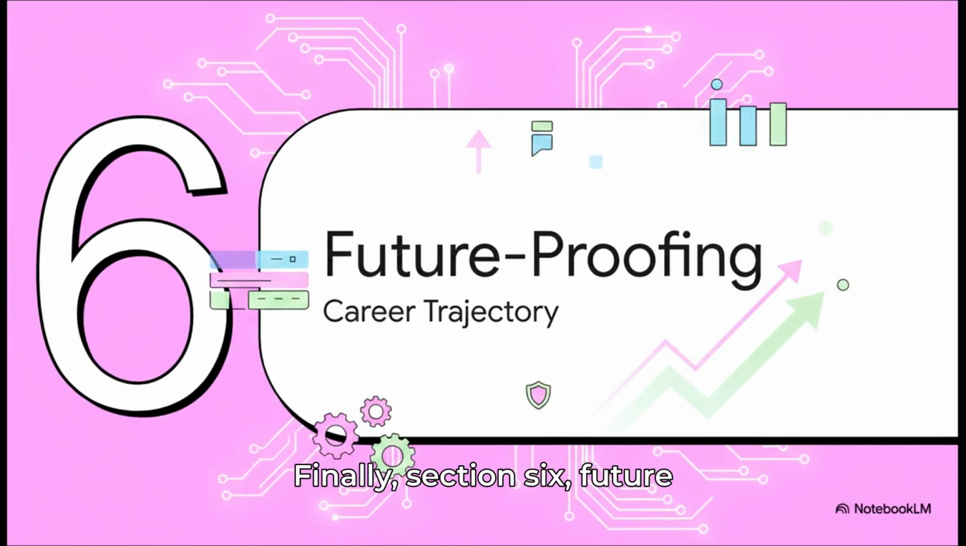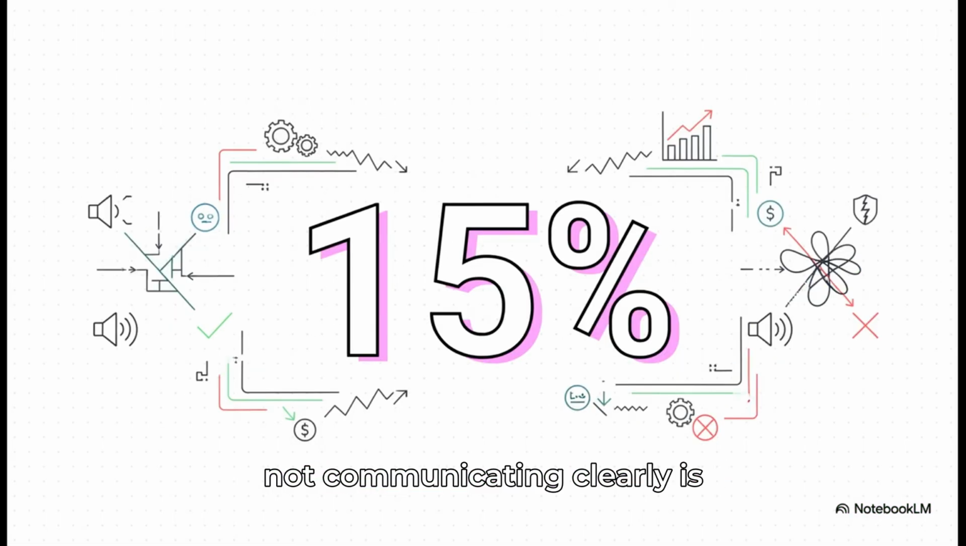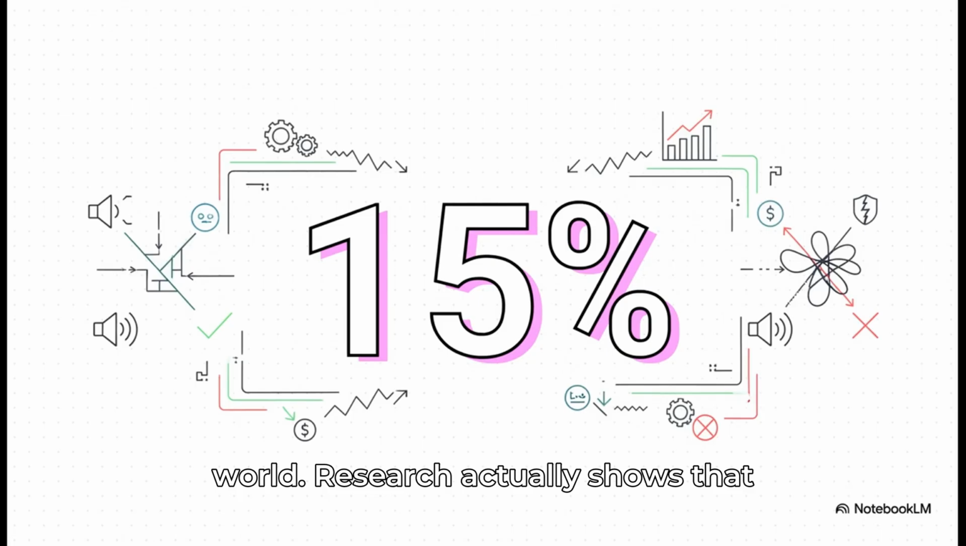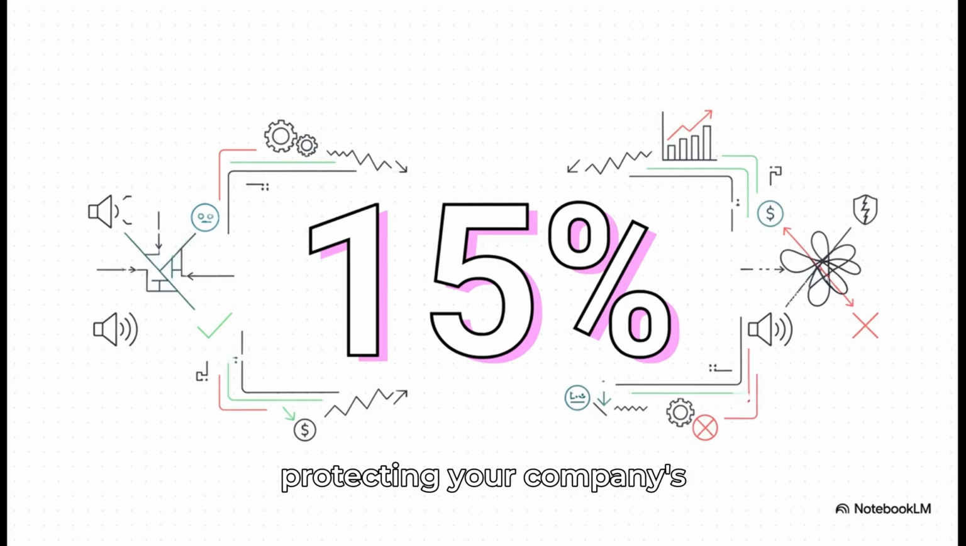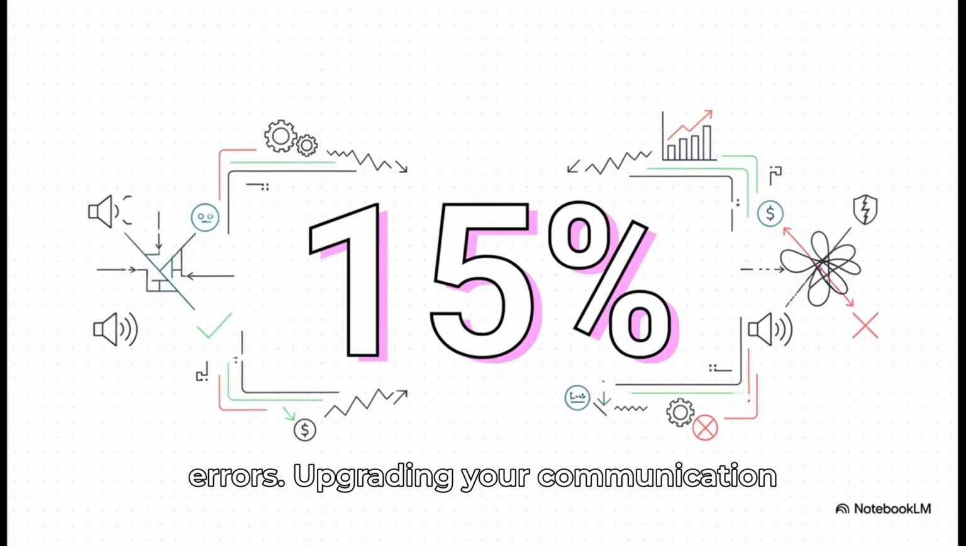Finally, Section 6, future-proofing your career. The cost of not communicating clearly is absolutely brutal in the enterprise world. Research actually shows that linguistic friction and miscommunication can cause a 10 to 15% increase in the cost of poor quality for a business. By mastering these communication frameworks, you aren't just speaking better English, you're actively protecting your company's margins, preventing incident escalation, and reducing costly errors.